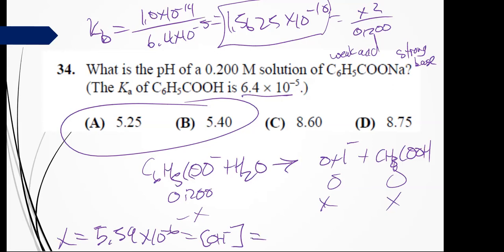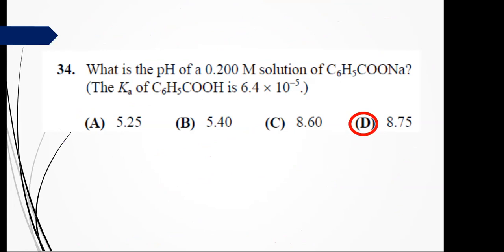When we take the negative log of that, that becomes 5.25. But is that our pH or is that our pOH? Is this 5.25 our pH, so we should be answering A, or is it going to be our pOH? You have to subtract it from 14. So this is our pOH, so we need 14 minus 5.25, and that's how we get the 8.75. So for D.